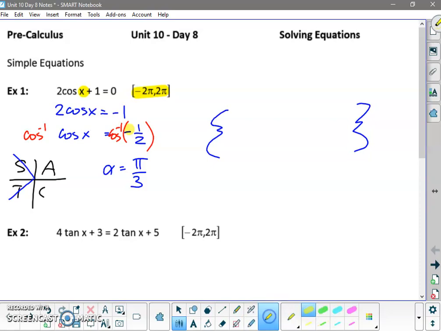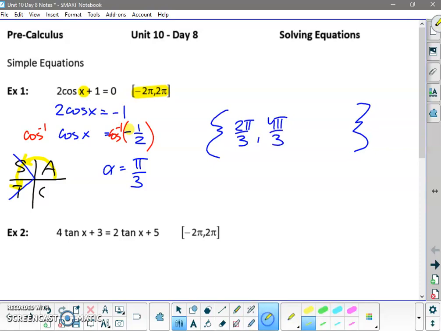So first, let's go in the positive direction. So we start here. Second quadrant, pi over 3 is going to be 2 pi over 3. Well, if we continue, third quadrant, pi over 3 is going to be 4 pi over 3.